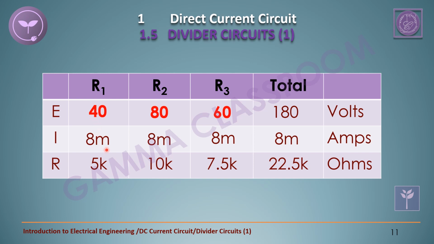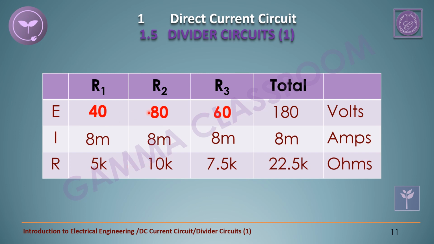And despite the fact that the source voltage has changed, the proportionality of voltage drops, this means the ratio of one to another, is strictly a function of resistance values. Why is the voltage drop of R2 twice that of R1? Because the R2 resistor is twice the R1. It's 10 kilo ohm, equal to 2 times 5 kilo ohm.